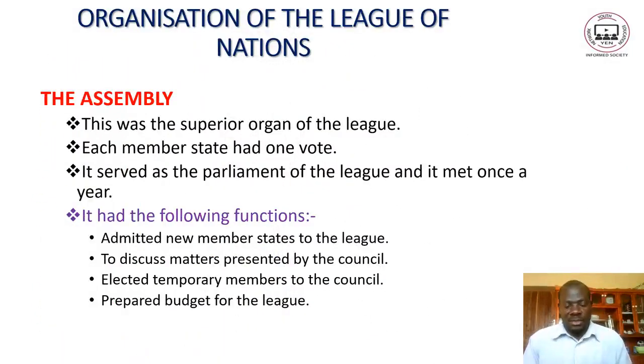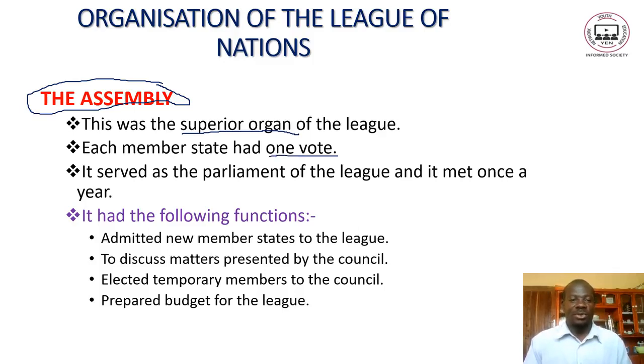How was this League of Nations organized? We are looking at the organs now, the parts. How was it structured? So there was what was called the assembly. The assembly was one of the organs. So this one, it was the superior organ of the league. And each member state had one vote, because we are talking of the assembly.